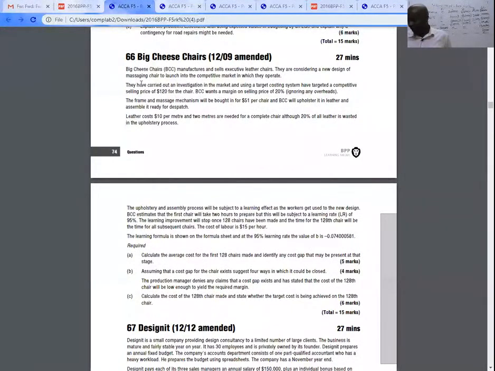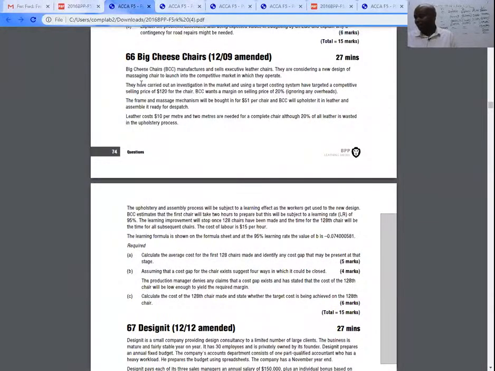BCC estimates that the first chair will take 2 hours to prepare, but this will be subject to a learning rate of 95%. The learning improvement will stop once 128 chairs have been made, and the time for the 128th chair will be the time for all the subsequent chairs. The cost of labor is $15 per hour.